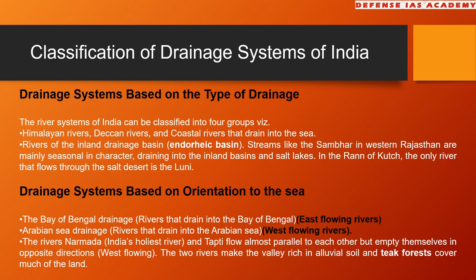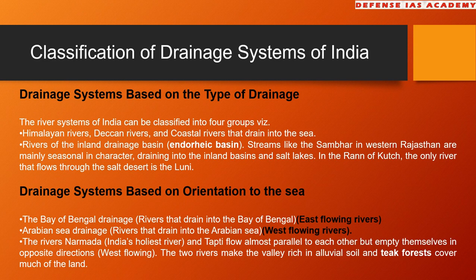So the next classification is based upon their drainage. Depending on the drainage, they can be classified into four groups. One is the Himalayan rivers, two Deccan rivers, three coastal rivers. All these drain into the sea. And four, rivers of inland drainage basin.